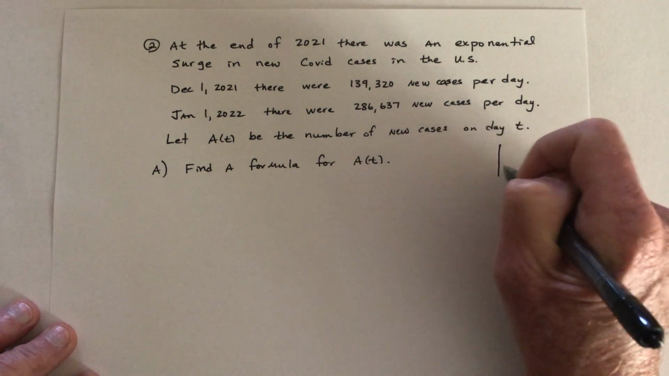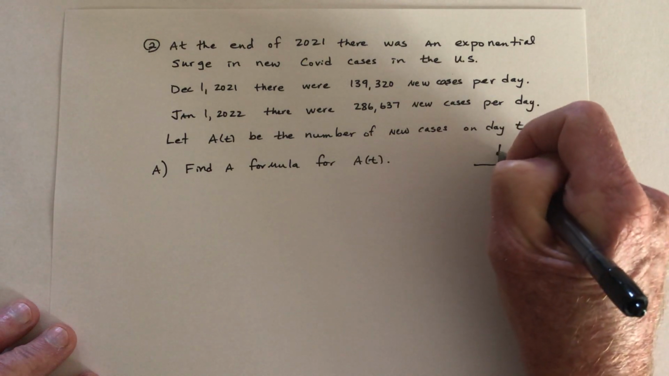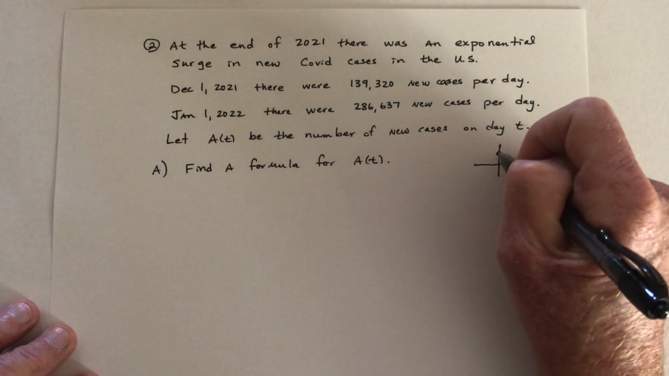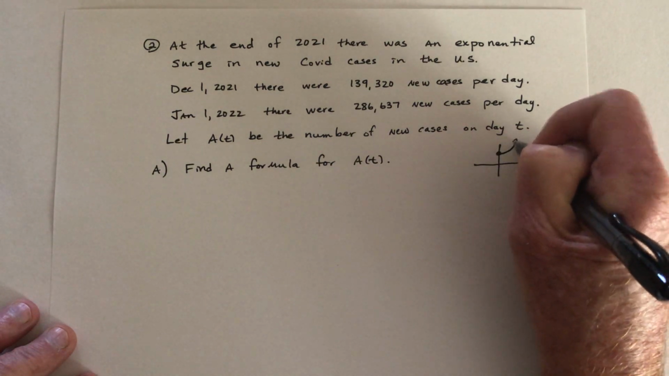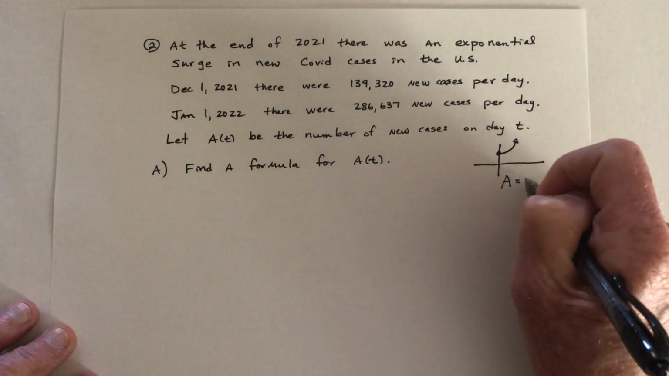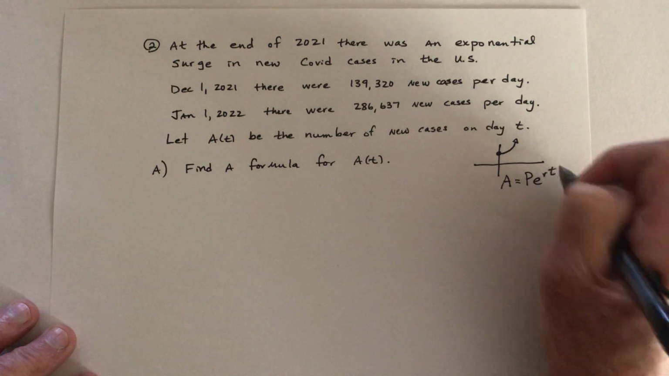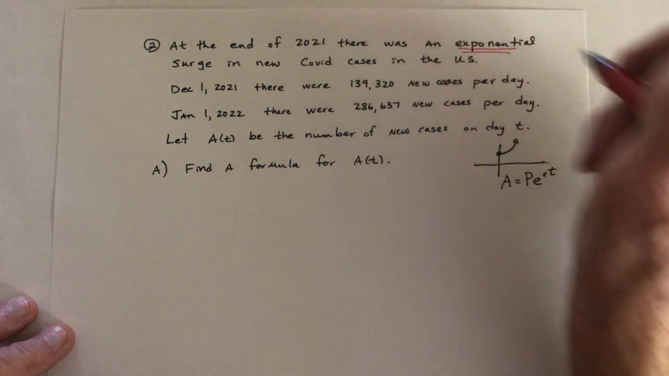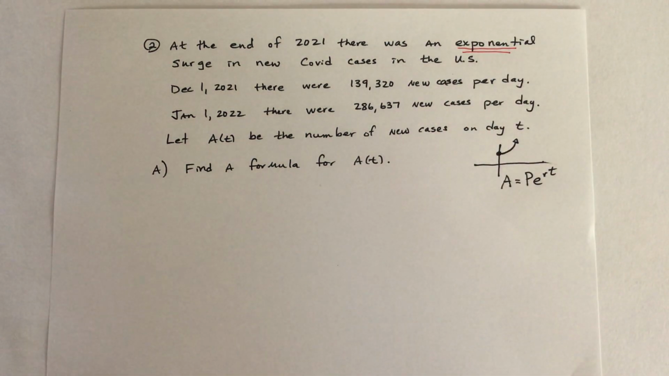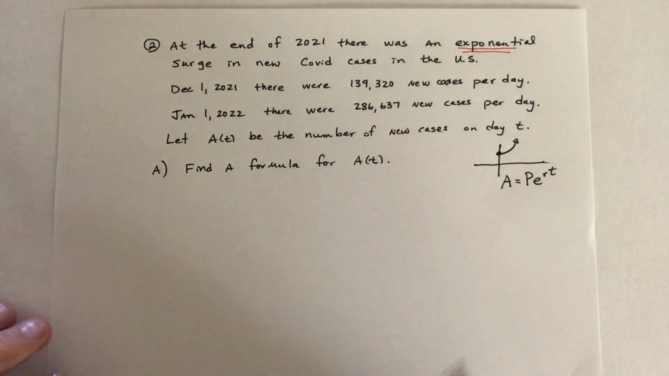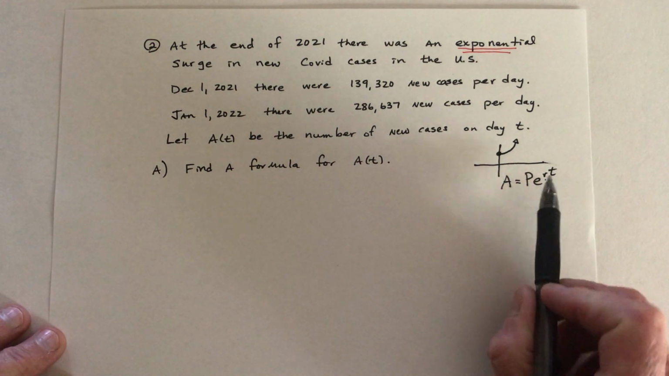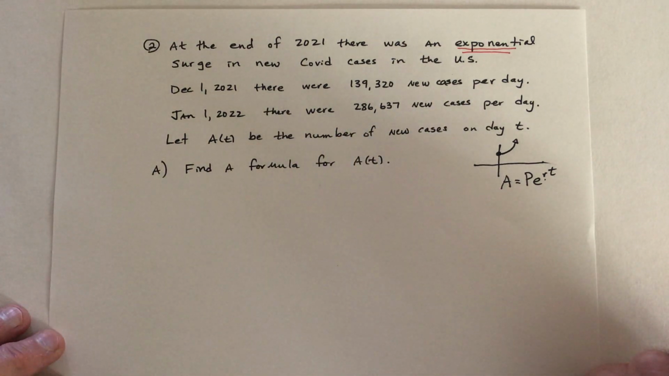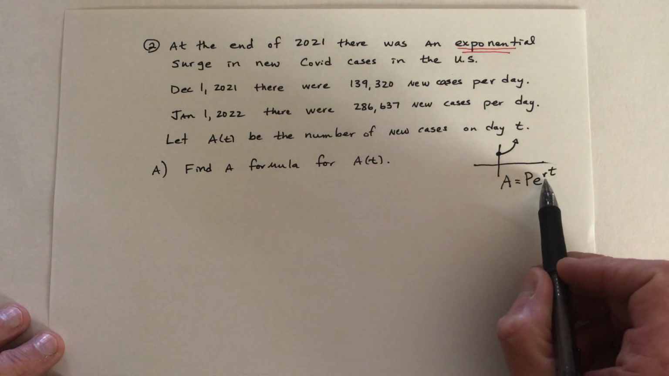So basically, if you go to December 1st, that number right there represents 139,320, and then it's growing exponentially, so it's going like that, which means I'm going to be using the Pert formula. Also, that word right there is telling me to use the Pert formula. With the Pert formula, I do not have the R. There is nowhere in here that it says it's growing at 3% or something like that. So I need to find the R first.